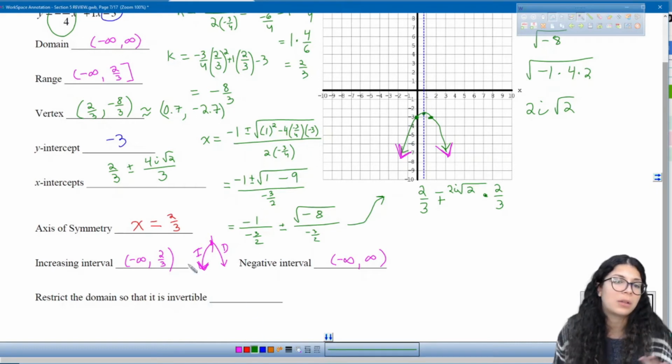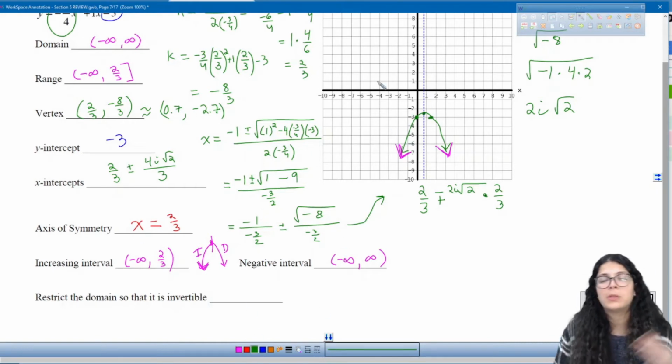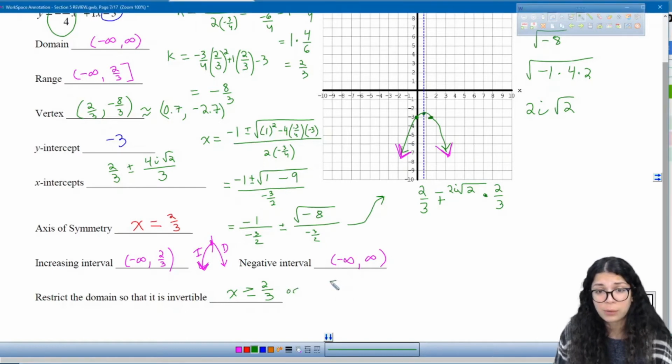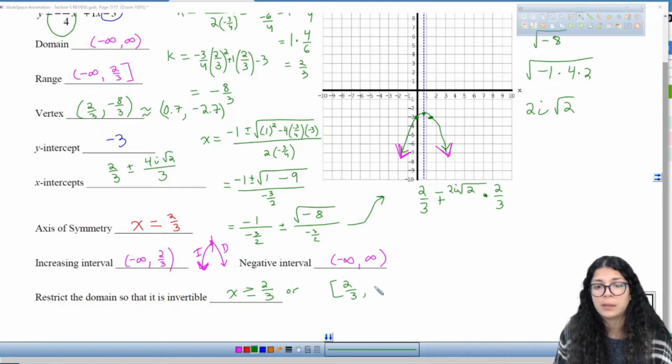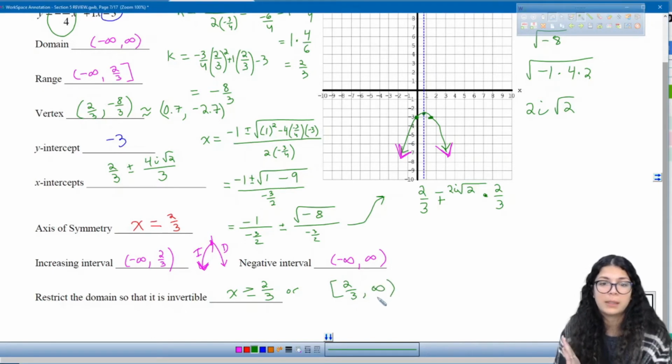And then lastly, restrict the domain so it's invertible. Remember, we use the left or the right side of the graph. You can use any side. I'm just going to go ahead and use the right side. That's what I usually do. The right side of the graph from the vertex would be x is greater than or equal to 2/3. Okay, we can also write it in interval notation if you wanted to, from 2/3 to infinity. Everything to the right of 2/3.